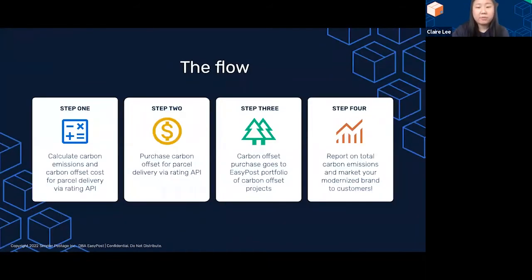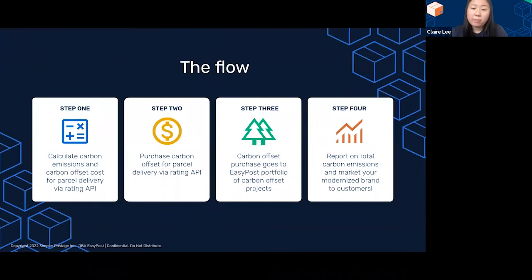So here is the flow. We just talked about step one, which is getting the rates, and step two, purchasing the label and the carbon offsets. So now what? Once you purchase that offset from EasyPost, we're going to put that money towards our portfolio of carbon offset projects, which Travis will tell you more about later.